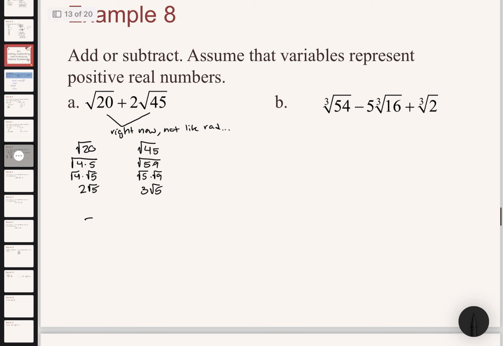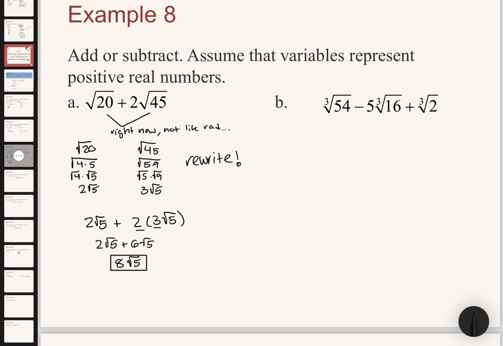Square root of 20 just becomes 2 radical 5 plus 2 times the square root of 45, which became 3 radical 5. I can just multiply the 2 and the 3, right? All of these terms are being multiplied here. So 2 rad 5 plus 6 rad 5 is going to result in 8 radical 5. And that would be your final answer for this problem here. All right, so what we did was we said, hey, they're not like radicals. So I'm going to rewrite them.